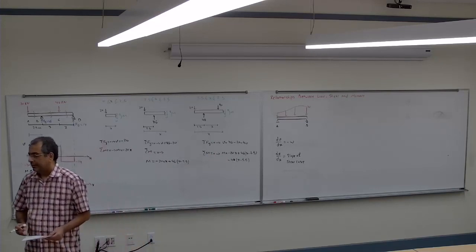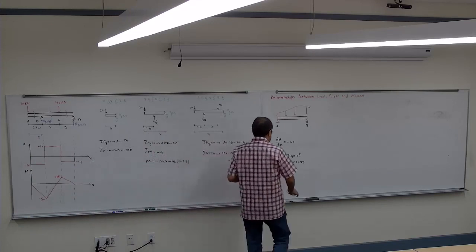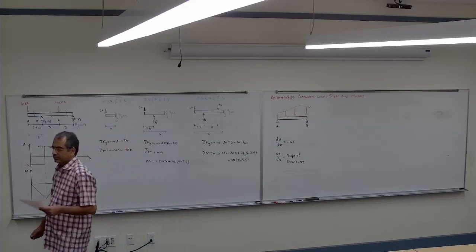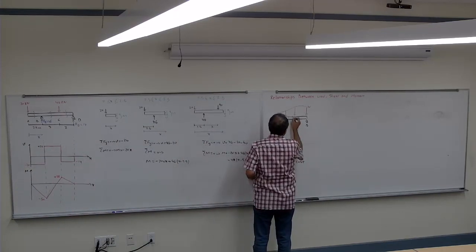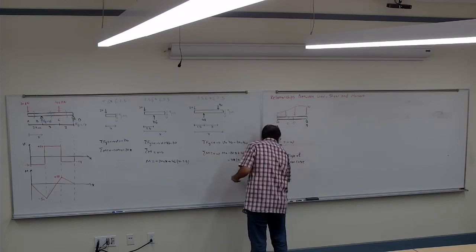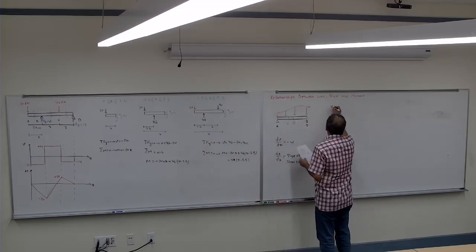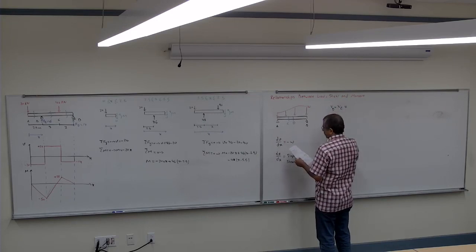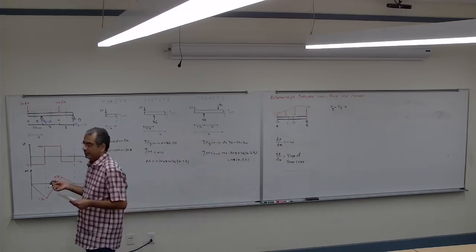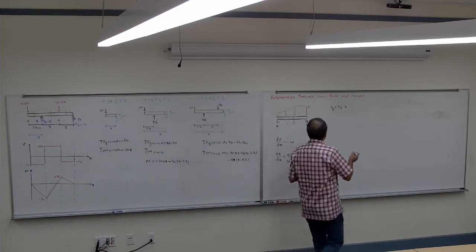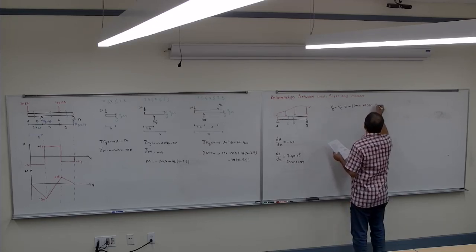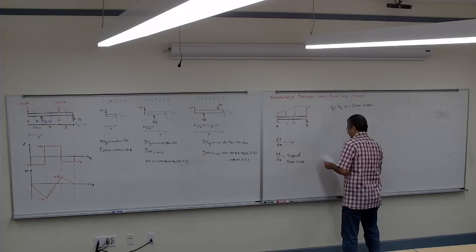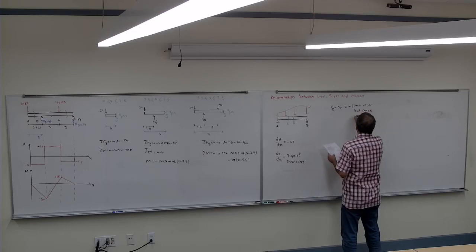The second relationship is that if I choose any two points, I call them C and D, any two points here, then V at D minus V at C is equal to the negative of the area under the load curve between C and D.